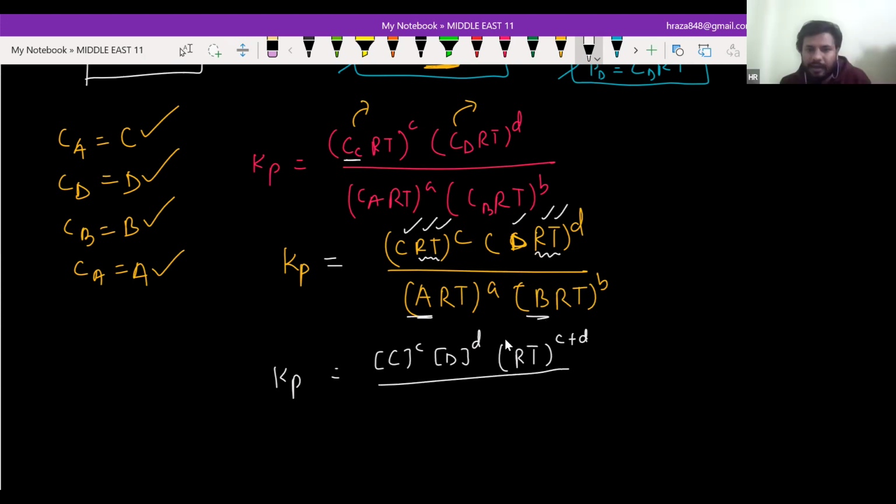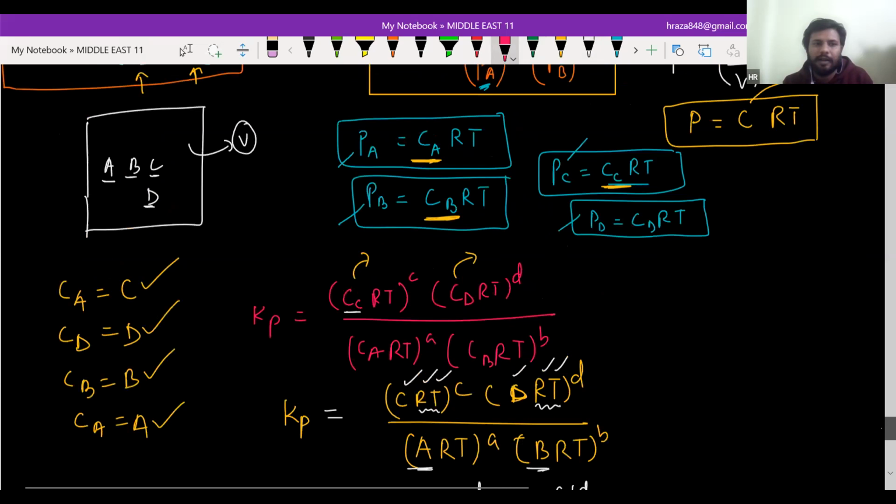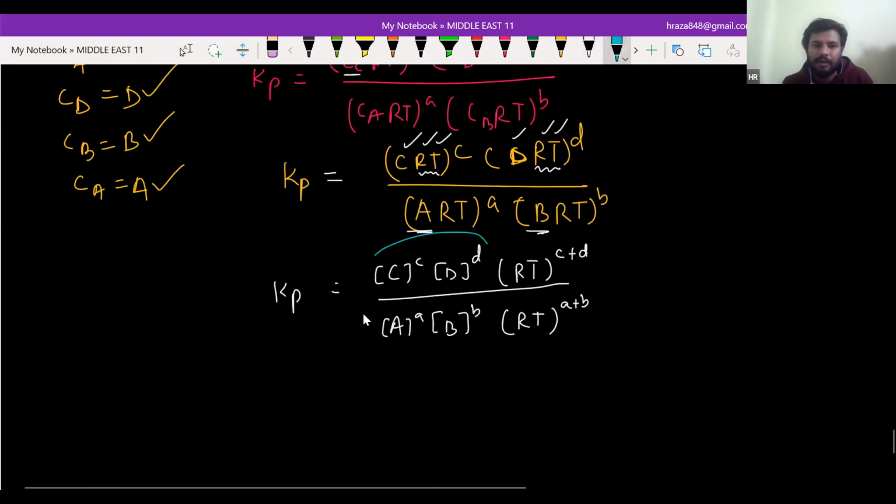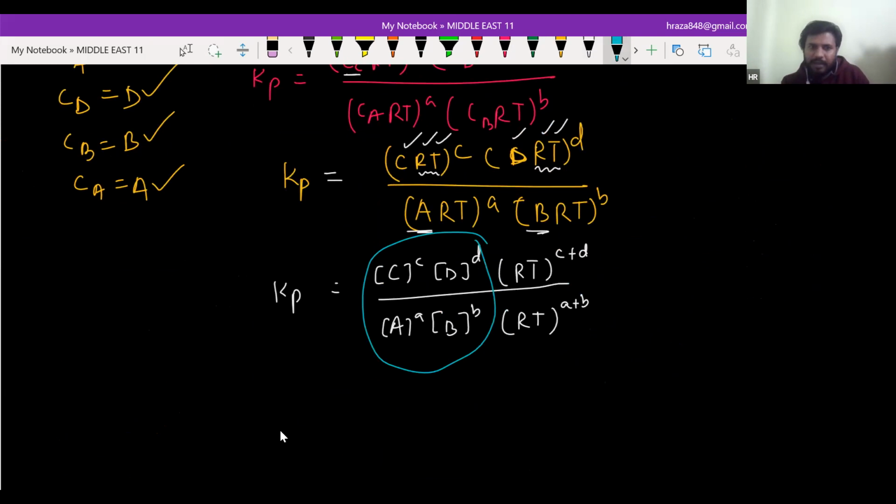Now I took this and this outside, [A] raised to the power a, [B] raised to the power b, and here it will be (RT) raised to the power a plus b, right? And if you look at the constant expression for this part, [C] raised to the power c, [D] raised to the power d, what is it equal to? It is equal to Kc. So can I do the same to this part? Can I write it at this place as Kc? And here it will be (RT) raised to the power, the exponent being c plus d minus (a plus b). Can I write it?